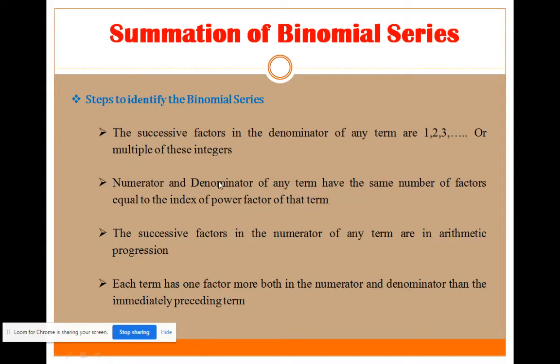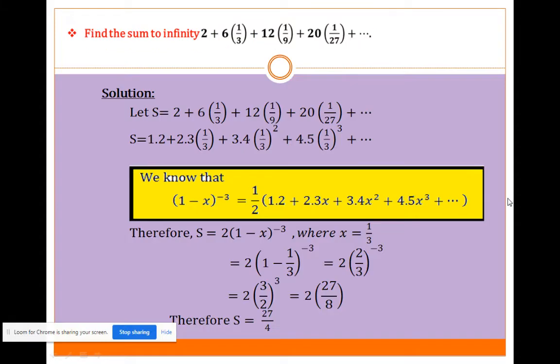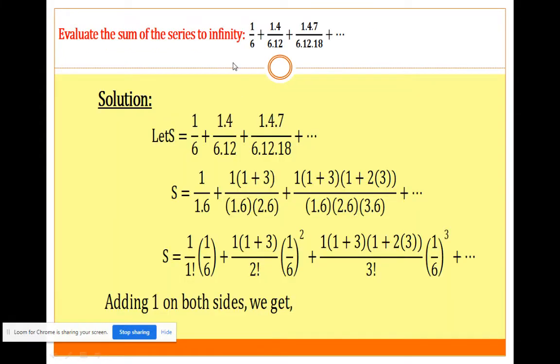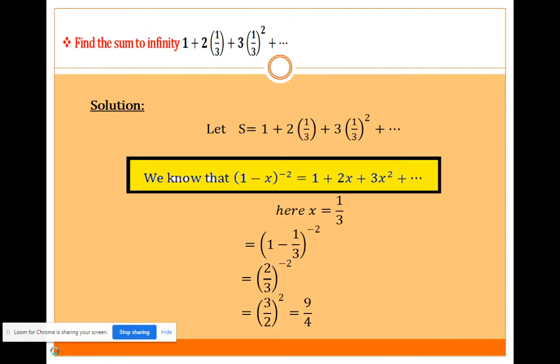The first step: the successive factors in the denominators of any term are 1, 2, 3, or the multiples of two integers. For example, here you see the successive factors in the denominator: 6 into 12, 6 into 12 into 18, plus etc. So here 6, 12, 18 are the multiples of 6. That is given in step 1.